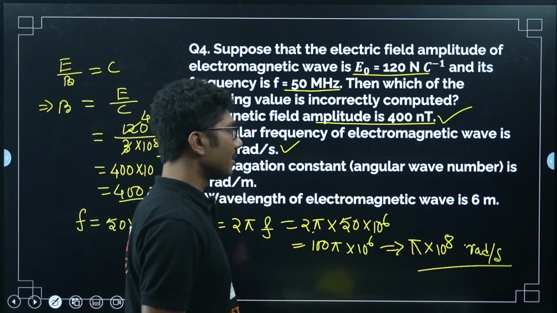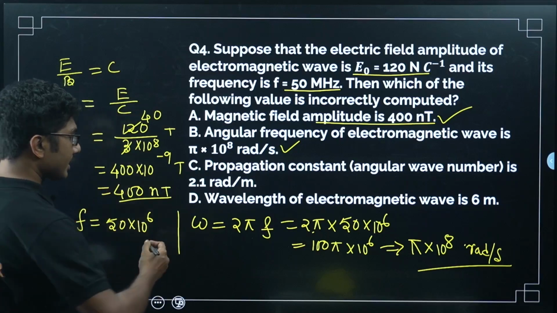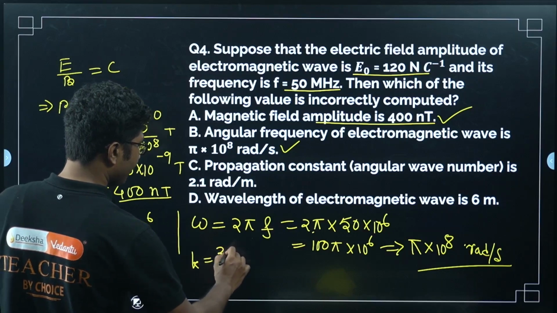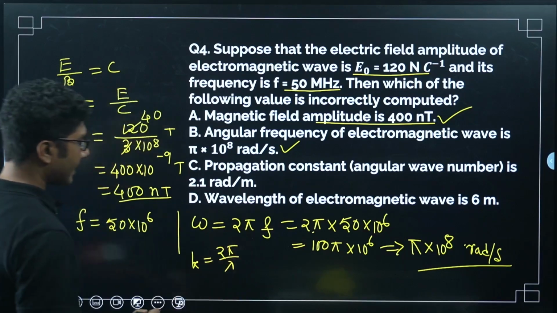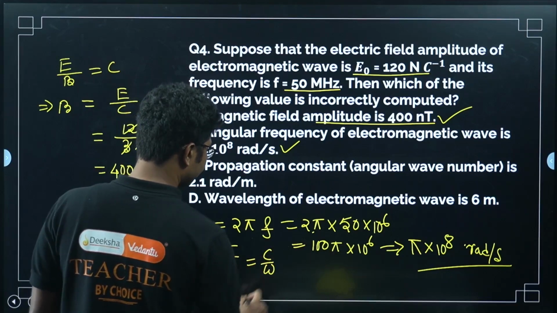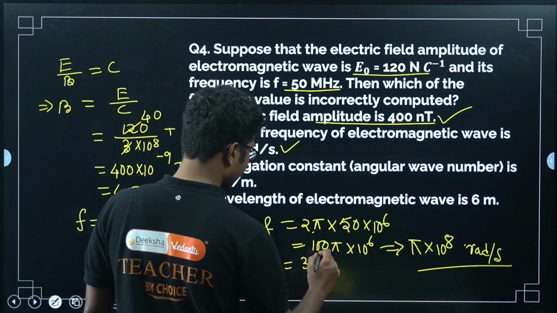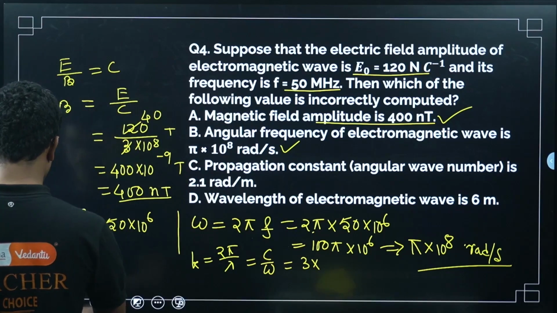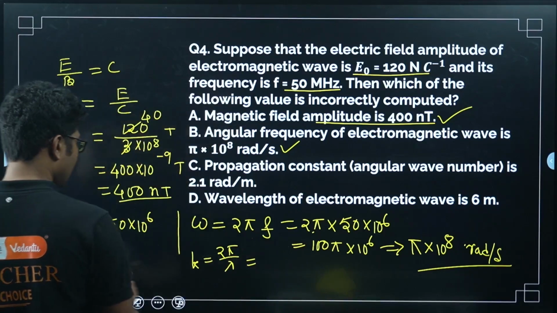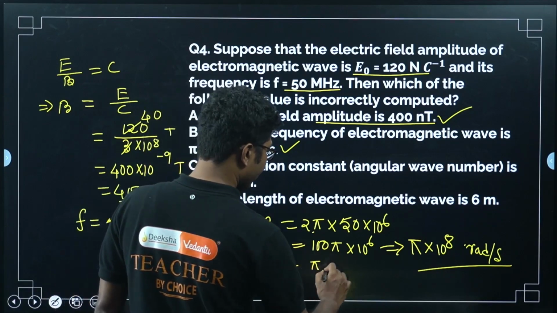The propagation constant, the angular wave number, is given as 2.1 radian per meter. So what is the propagation constant? We know that the propagation constant is k, which is 2 pi by lambda. We have also learned that this is nothing but omega by c. If you remember the formula, it is omega by c. Omega is pi times 10 to the power of 8.